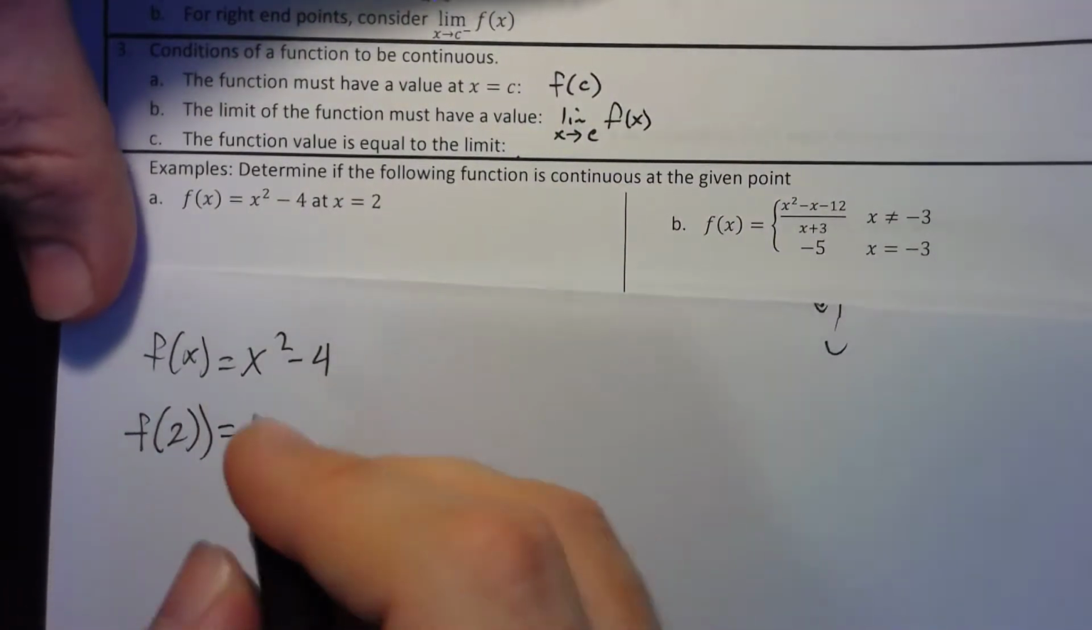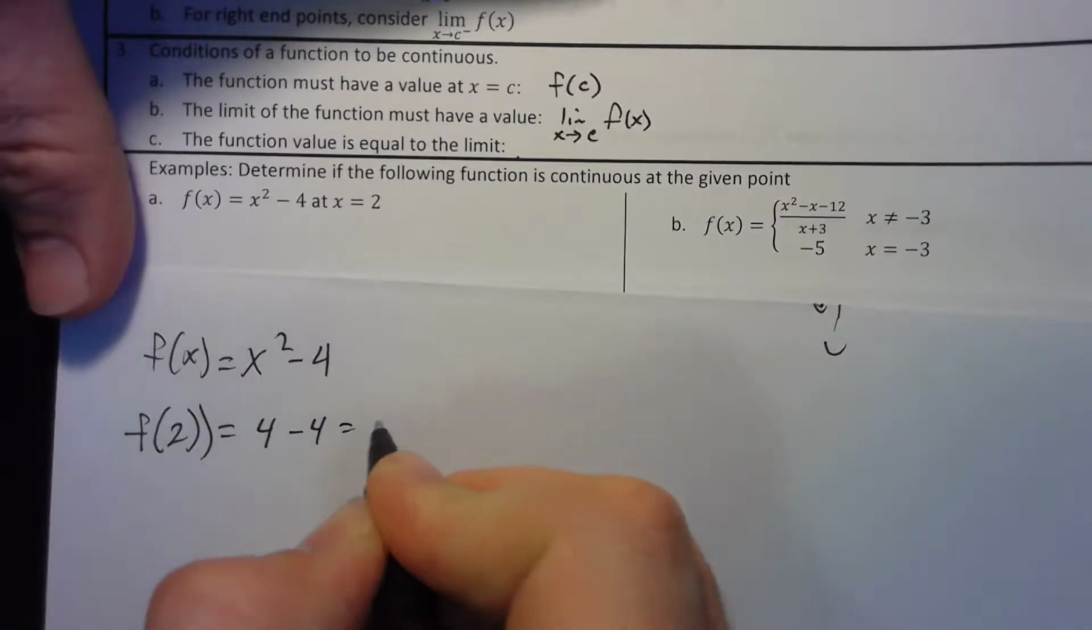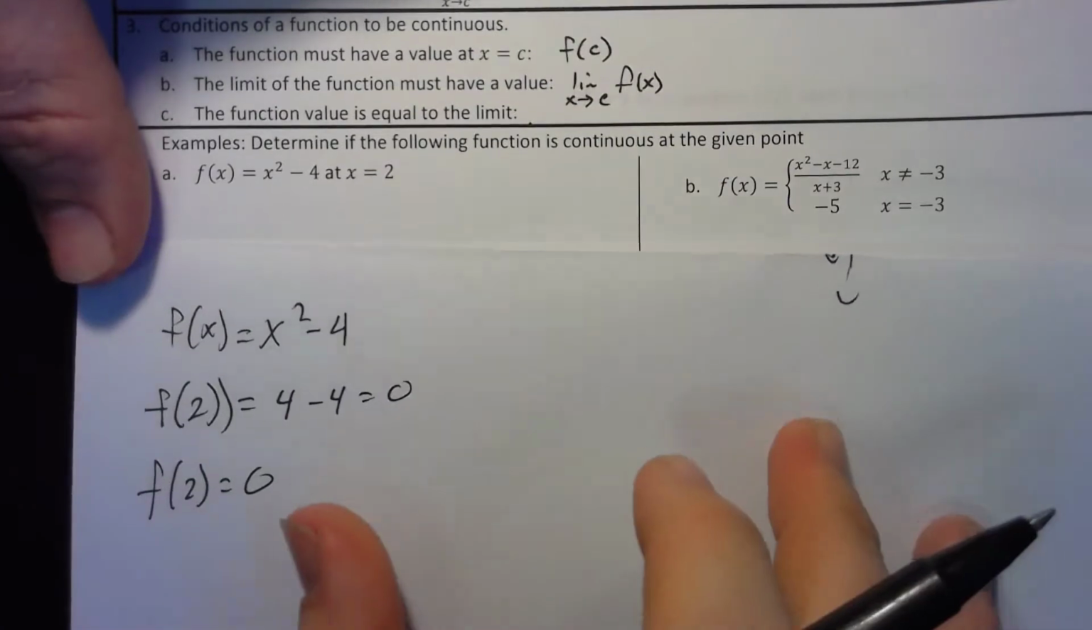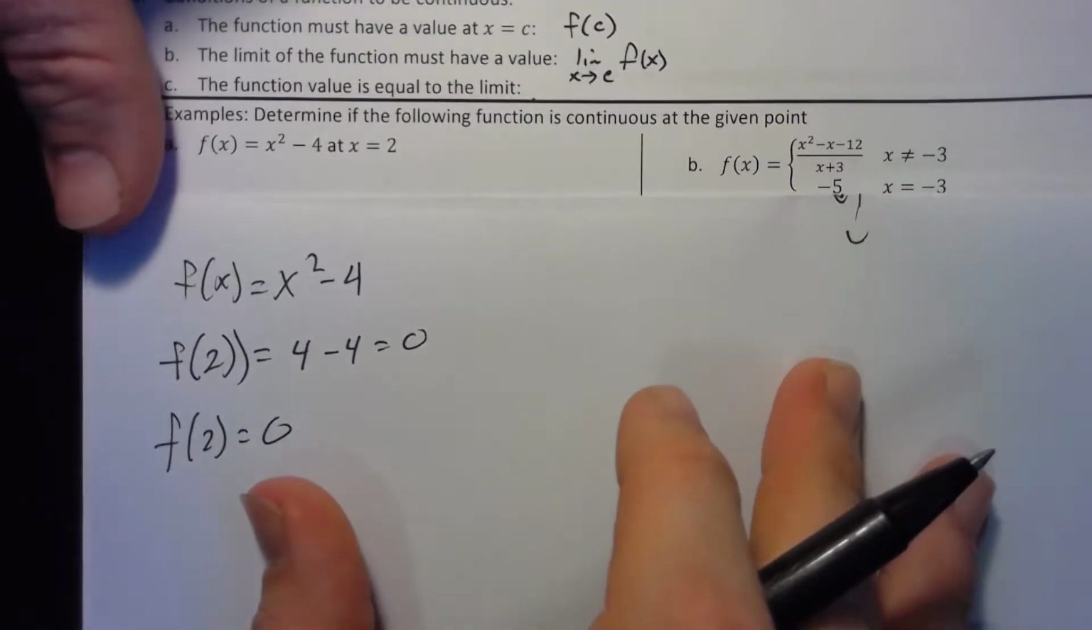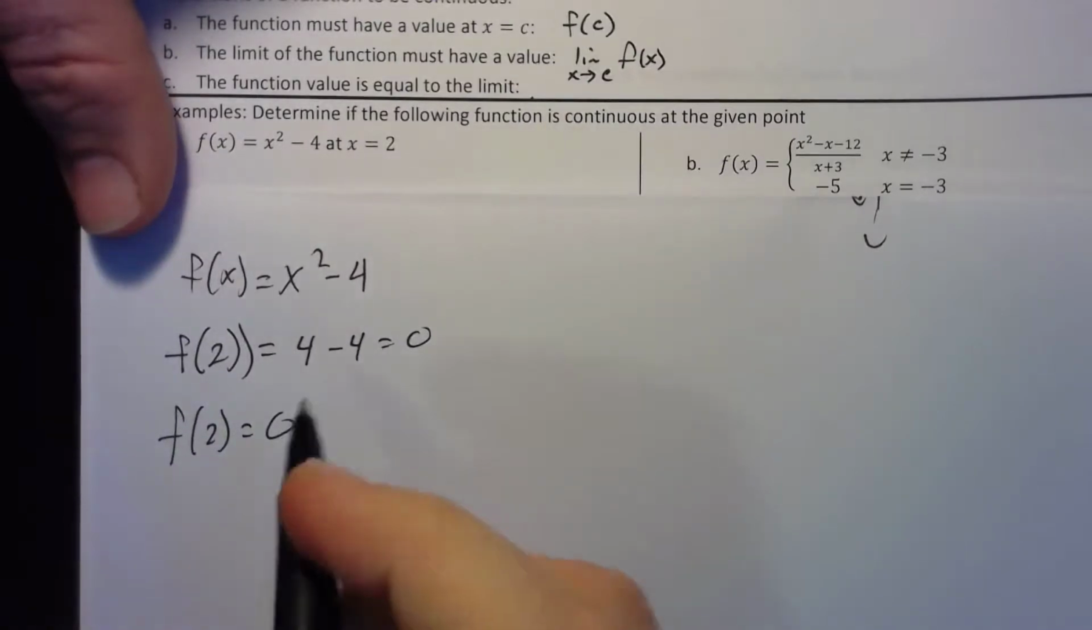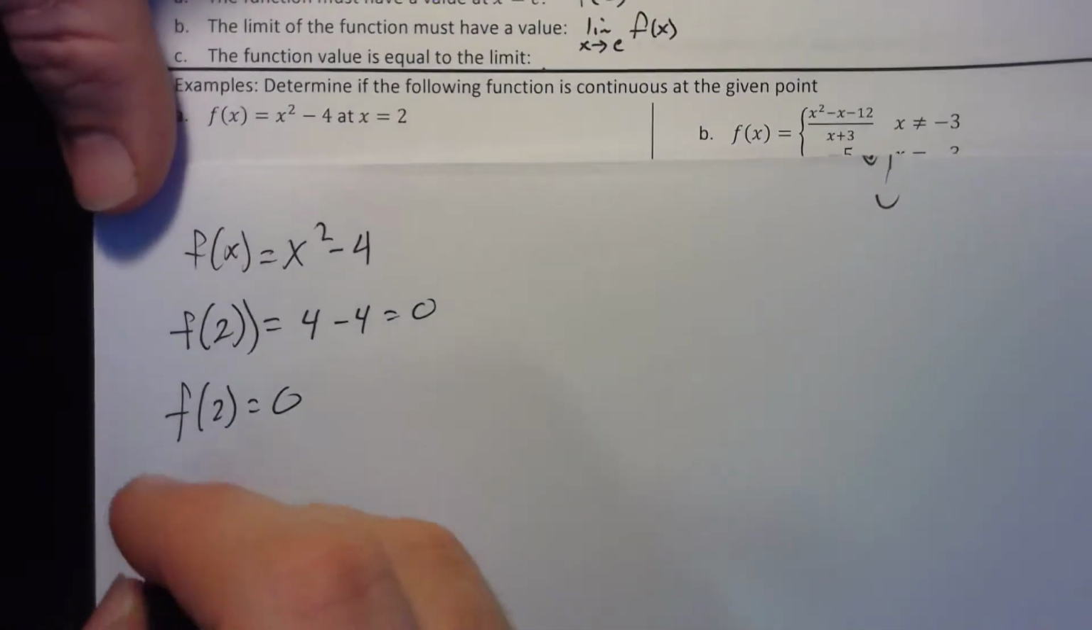In this case, if I attempt to plug in 2, I get 4 minus 4, which is 0. And sure enough, f of 2 equals 0. Now, just because it equals 0 doesn't mean it's a problem. It just means that we end up getting a value of 0. There does exist a value for f of 2. The second detail of continuity, again, is does the limit exist?